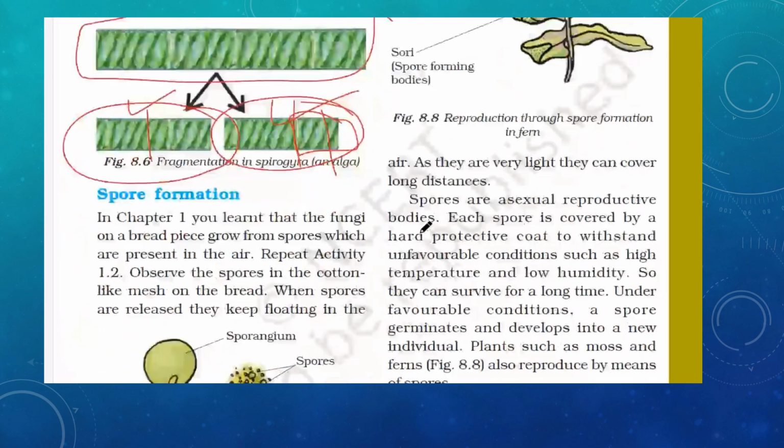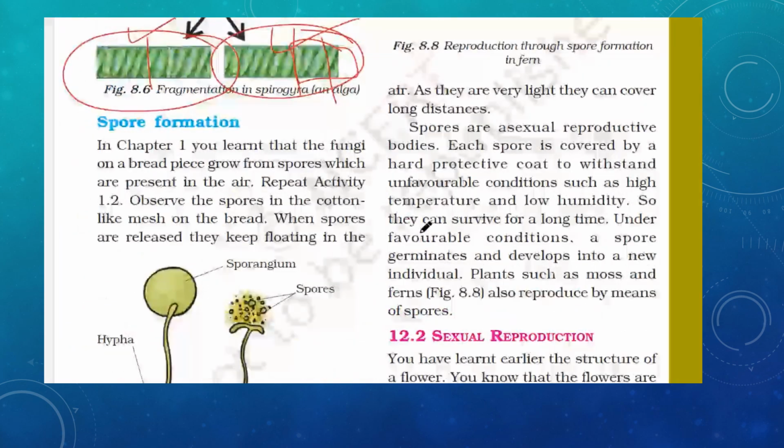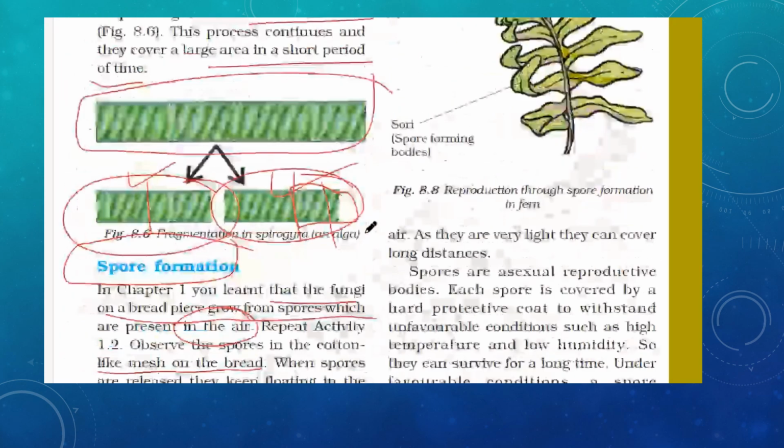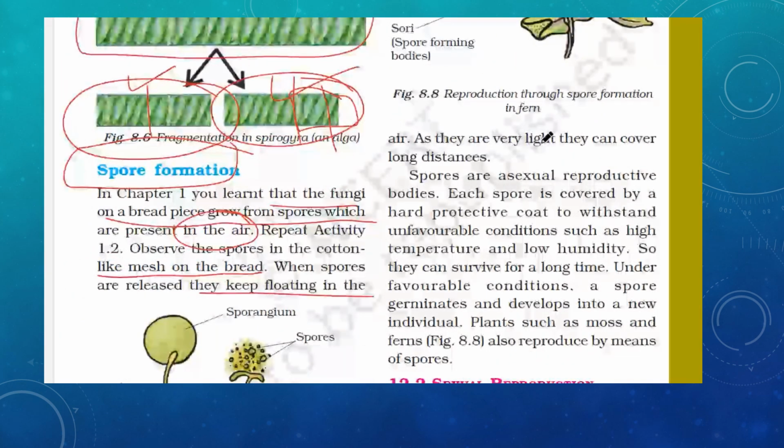After fragmentation, we'll come to the last one in today's topic of discussion in asexual reproduction, that is spore formation. In chapter 1, you have already learned that fungi on a bread piece grow from spores which are present in the air. So from where do these spores come? The spores come from air. Observe the spores in the cotton-like mesh on the bread, and when spores are released, they keep floating in air. As they are very light, they can cover long distances.